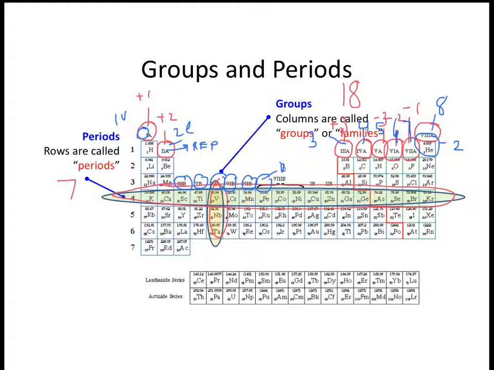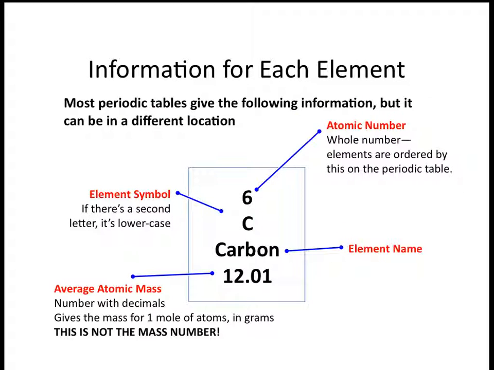The B's are going to represent transition elements. I also want to point out that the number has nothing to do with the charge nor the valence electron in the group B block. It's only the representative elements that we can use that information for that purpose. Each element has a specific set of information. This should be a lot of review for you.